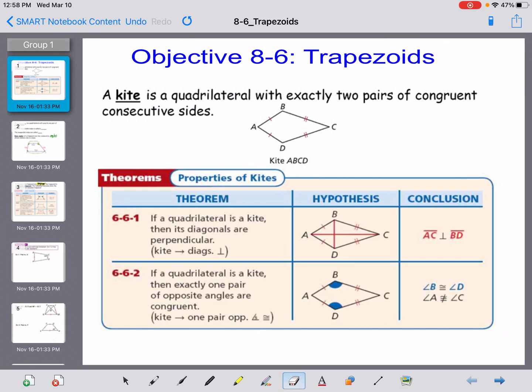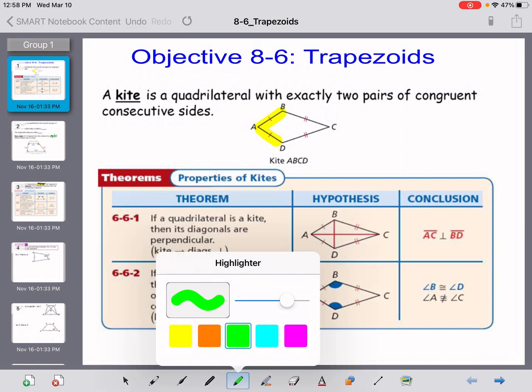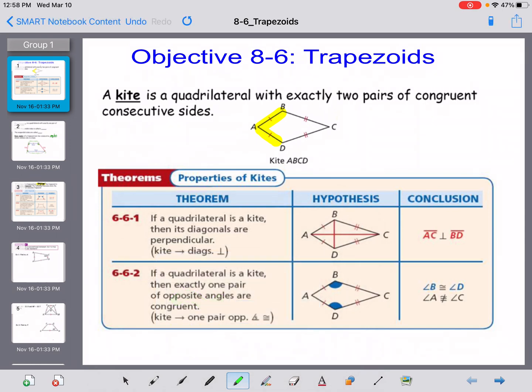All right, so objective 8.6, trapezoids. We're going to briefly discuss a kite. A kite is just a quadrilateral with exactly two pairs of congruent consecutive sides. That means that AB and AD are consecutive, side by side. Those two would be congruent, and then the other two sides, BC and CD, would be congruent.